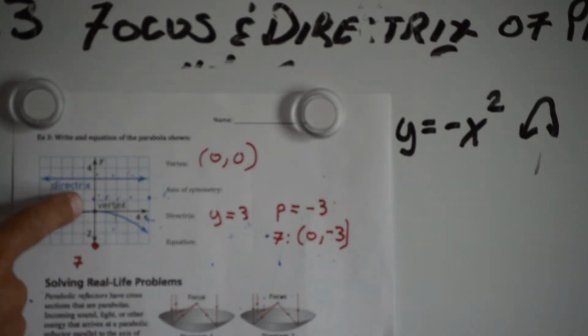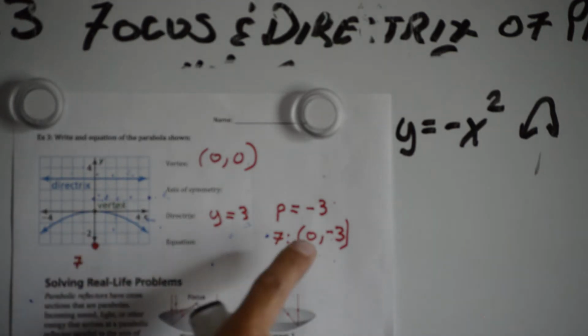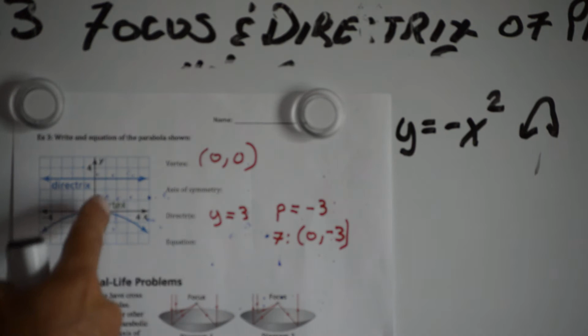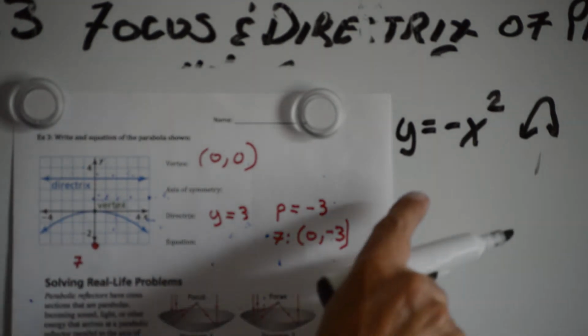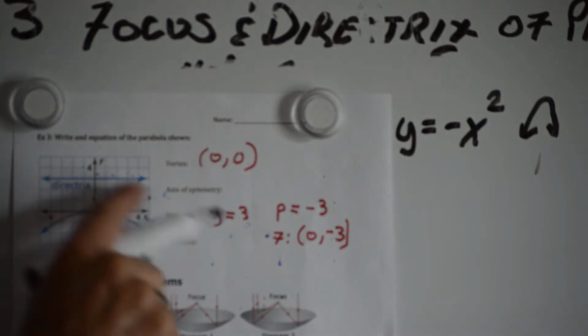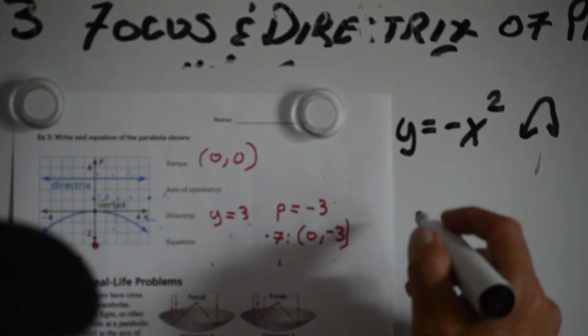The directrix was up 3 units, so the p is down a -3. So my focus, it doesn't go left or right, so it's 0, -3. We know that this is of the type y equals a -x squared because it's opening downward. Alright, they just wanted us to come up with the equation.